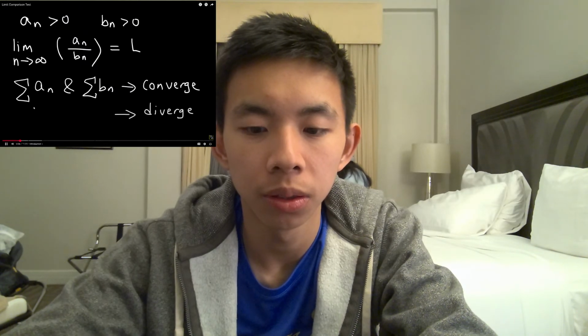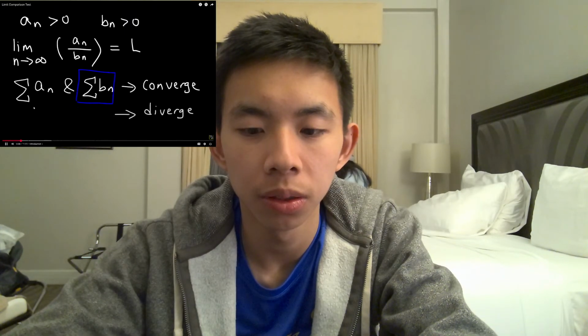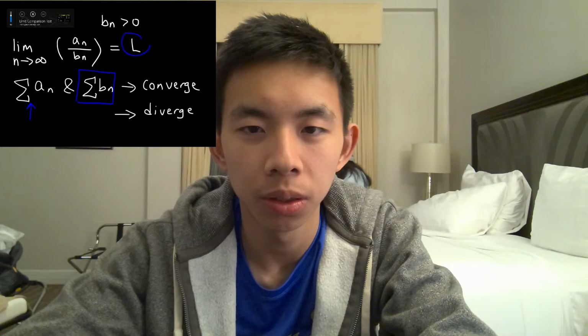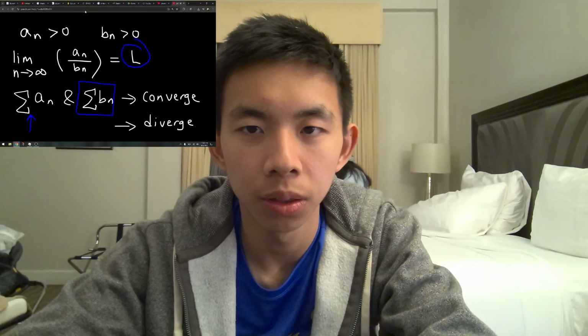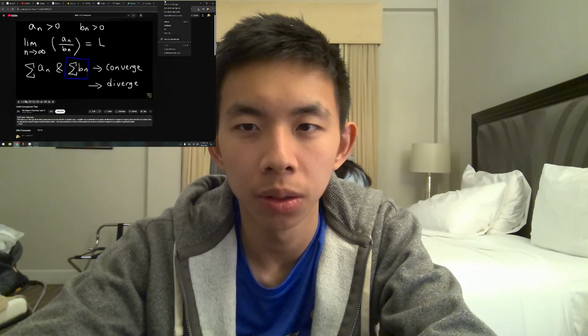So let's say if we can establish that this series converges, then the other one will converge as well, as long as the limit of a sub n divided by b sub n is equal to a finite number. Or let's say if this series diverges, then the other one has to diverge as well, based on the limit comparison test.